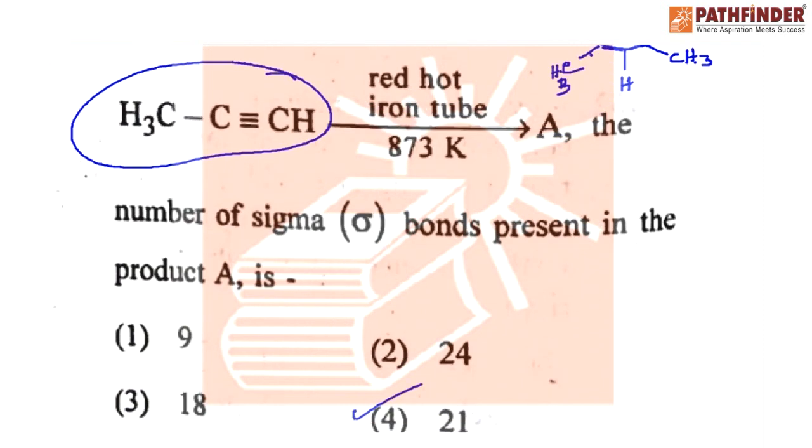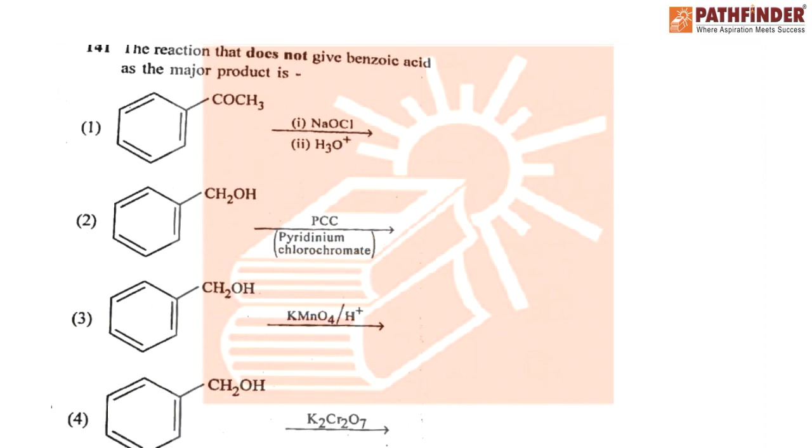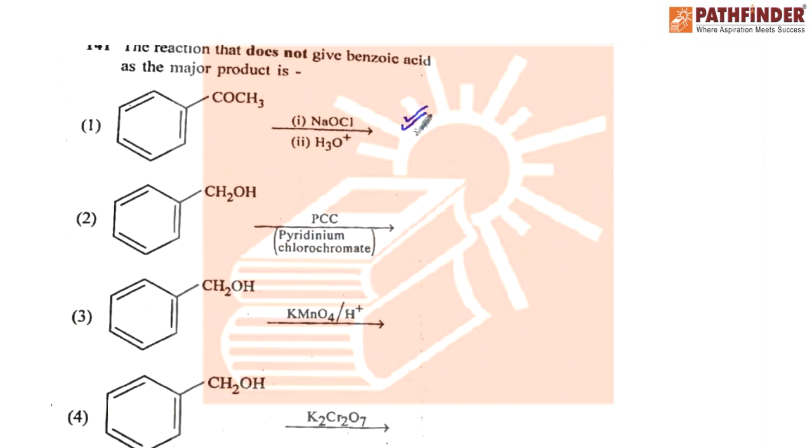Okay. Let's move on to the next question. The next question is a very easy question. That is a reaction that does not give benzoic acid as a major product. See, all the reagents that are given over here are strong oxidizing agents except one, that is PCC, a mild oxidizing agent, right?